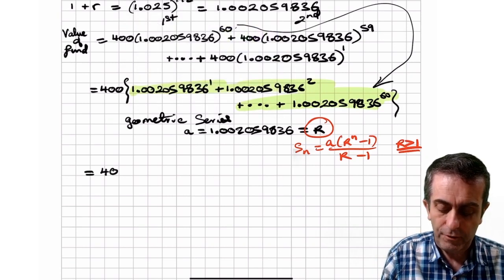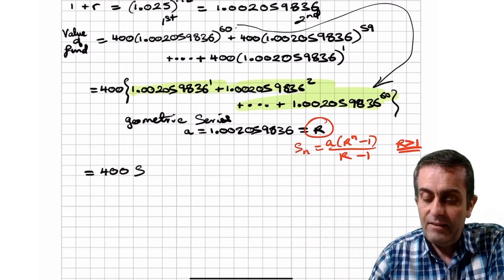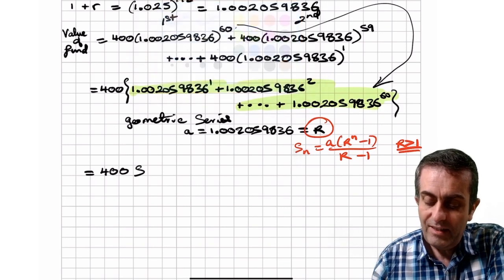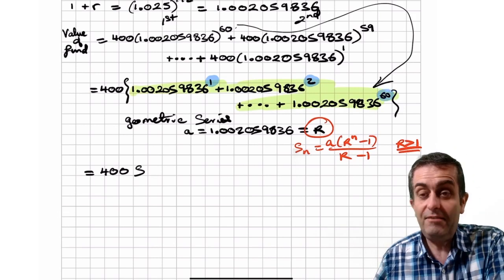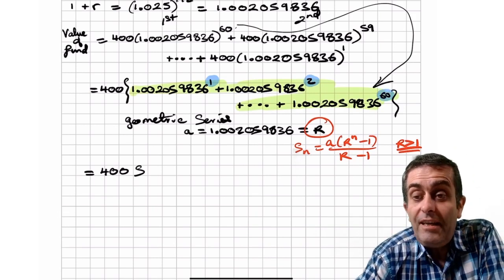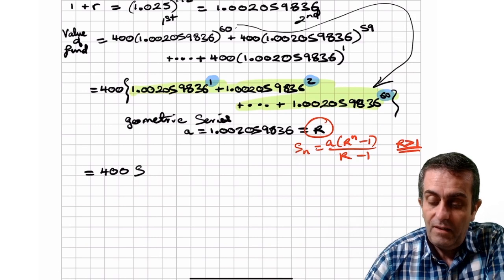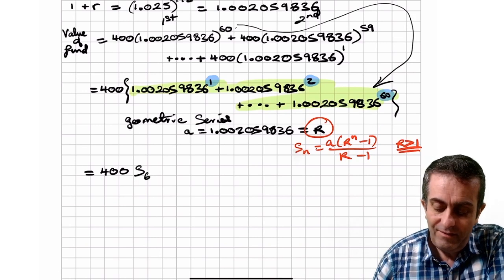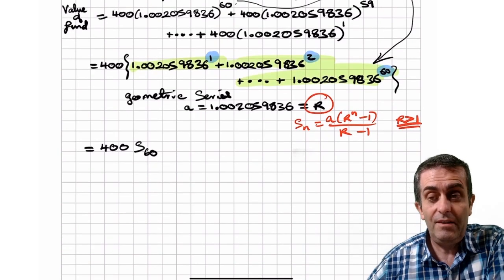Okay, so we tidy this up. This is going to be 400 multiplied by the sum of, now if you look at this very carefully, you'll notice that we start counting at 1, then 2, and then we stop counting at 60. So if we count from 1 to 60, that clearly means there are 60 terms in our series. So that means that this is S60, the sum of 60 terms in my series.